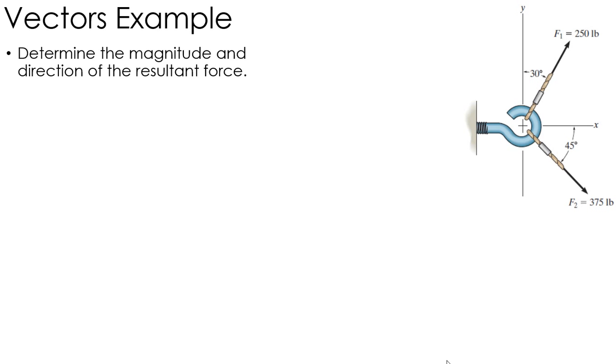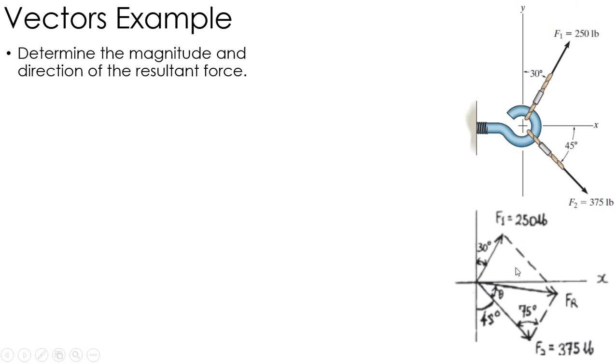In this problem, we want to determine the magnitude and the direction of the resultant force. So I have two forces here. F1 is 250 pounds, heading upward at a 30-degree angle from the vertical, and I have F2 of 375 pounds, heading downward at a 45-degree angle from the horizontal. Okay, so what I need to do is create my parallelogram.